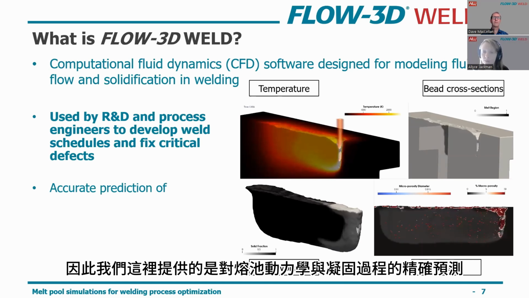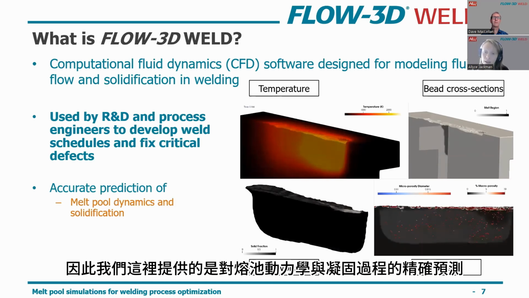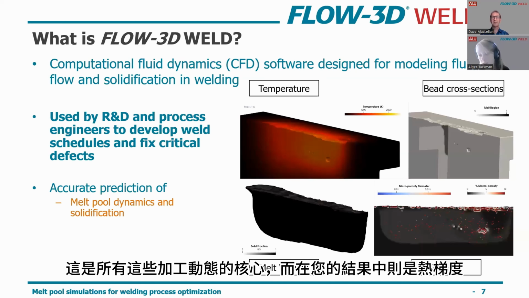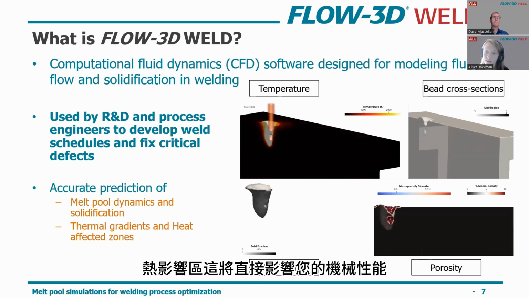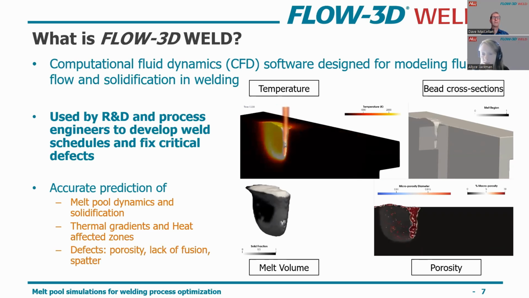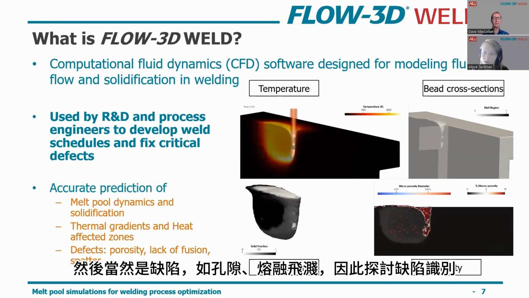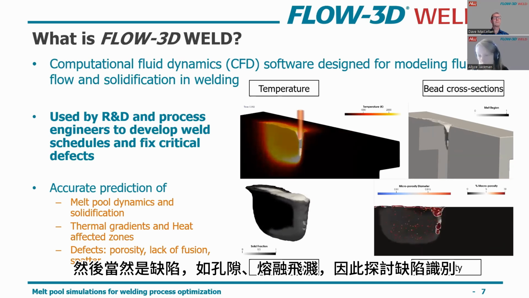So what we deliver here is an accurate prediction of the melt pool dynamics, the solidification. That's at the core of all of these process dynamics and your result. The thermal gradients, the heat affected zones, this is going to have a direct implication on your mechanical properties. And then, of course, the defects like porosity, lack of fusion, spatter.